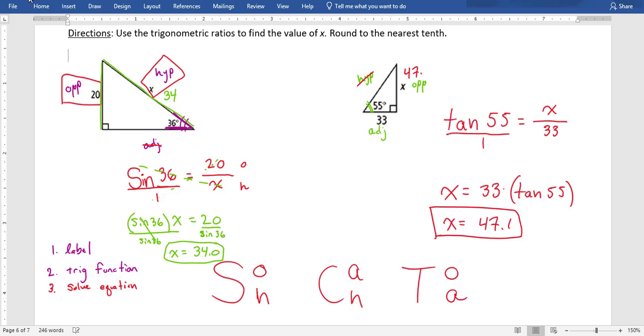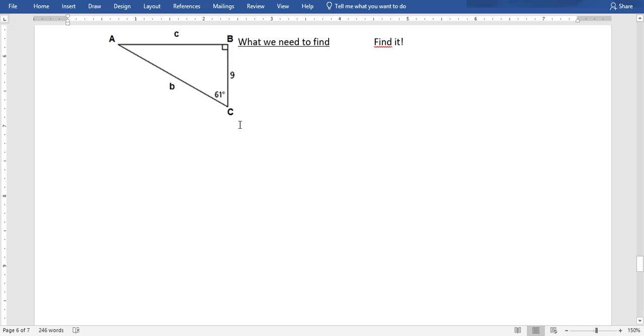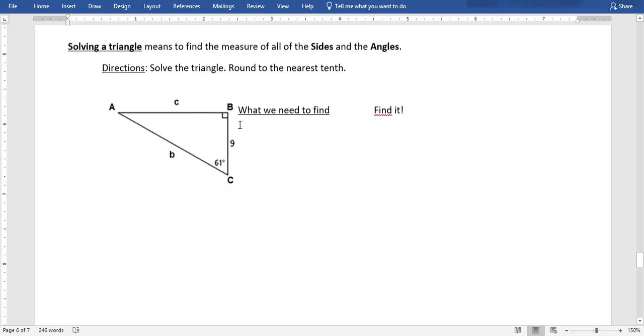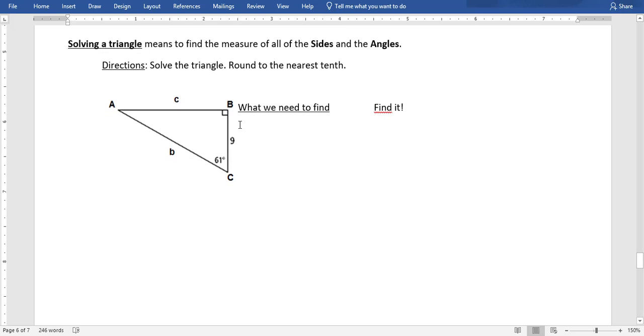All right, let's check out another example. In these examples, it says solve the triangle. This is actually just like the examples above, except it's asking us to do more. It's asking us to solve for everything in the triangle, all three sides and all three angles.